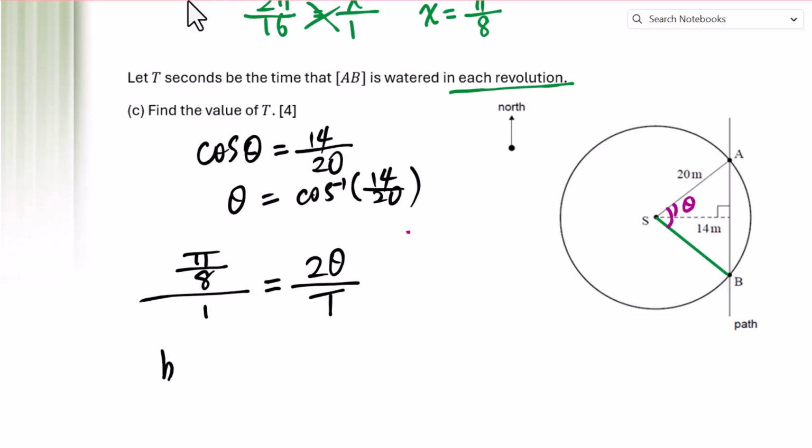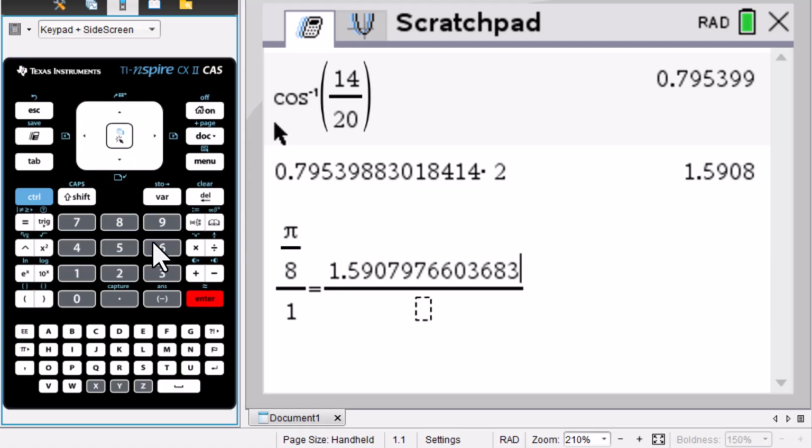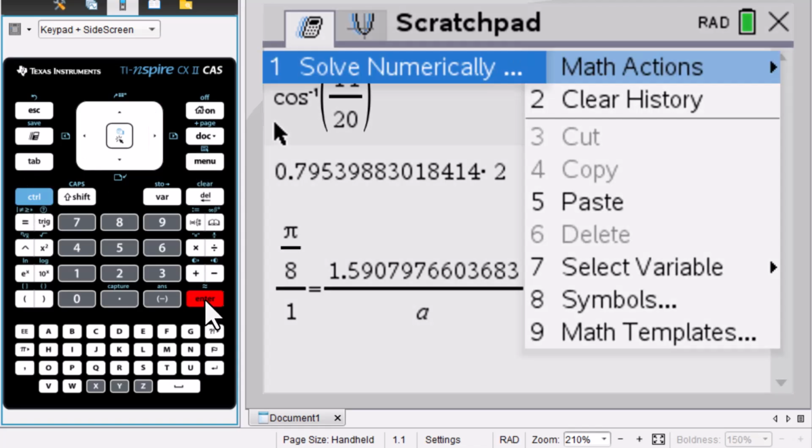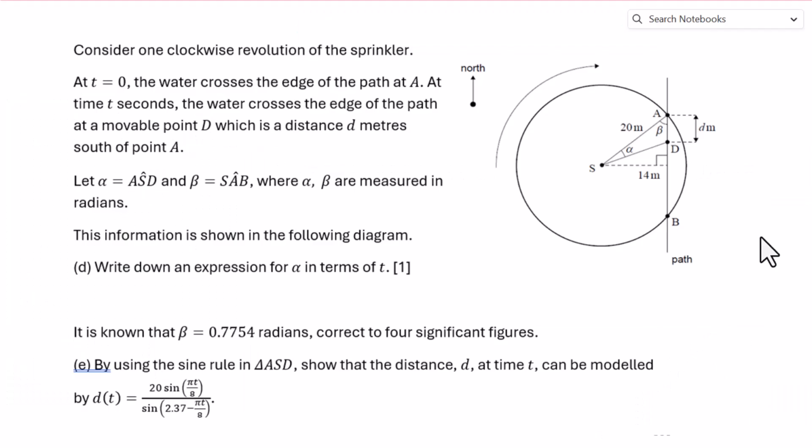Let's go to the equation solver. First of all, we figured out theta, so 2 theta will be the central angle. 2 theta goes over a, as a variable. Control menu, enter, enter, enter. The answer is 4.05.